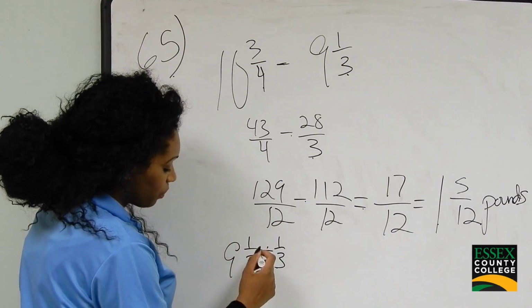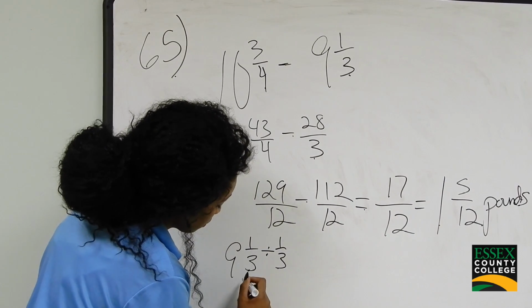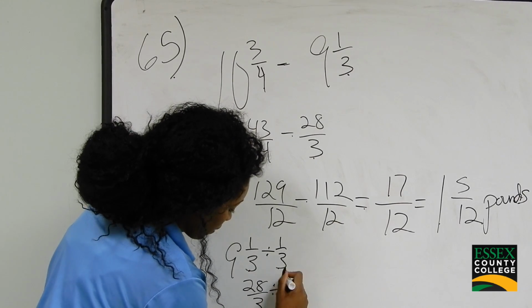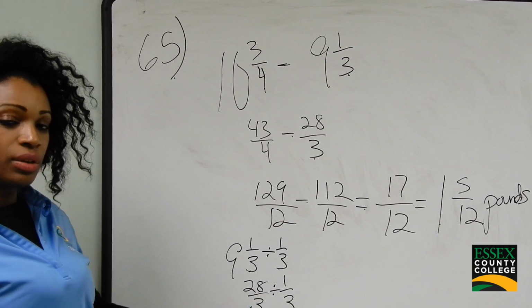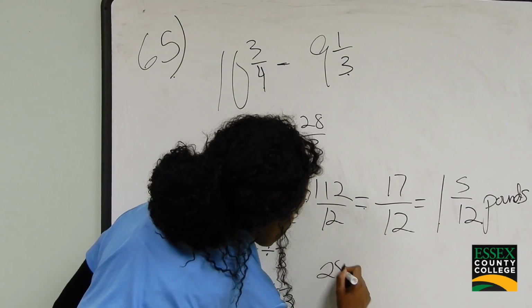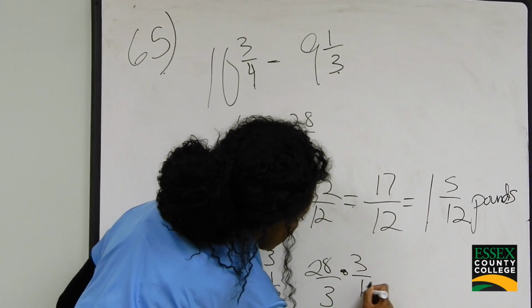So we're going to change 9 1/3 to an improper fraction, and that becomes 28 over 3 divided by 1/3. But we know when it comes to division of fractions, you multiply by the reciprocal. So 28 over 3 is going to be multiplied by 3 over 1.